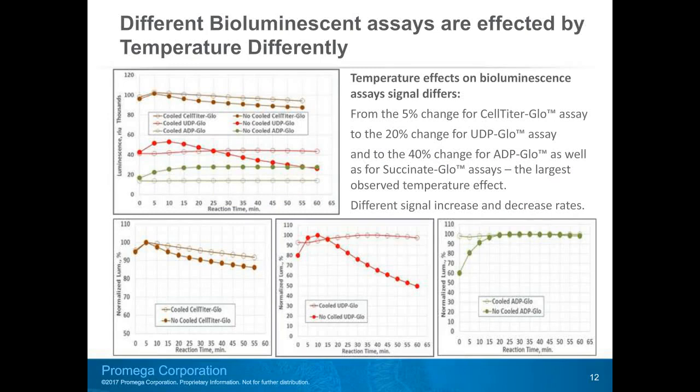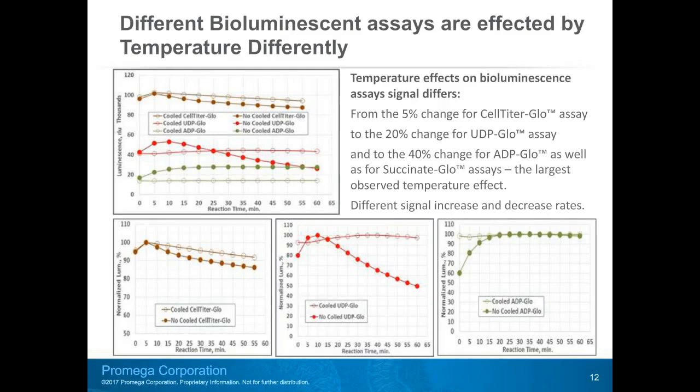The normalized graph on the right shows how much faster the reaction substrate consumption and the subsequent signal decrease are on the not cooled reader, red curve. Different bioluminescence assays are affected to different degrees by temperature.